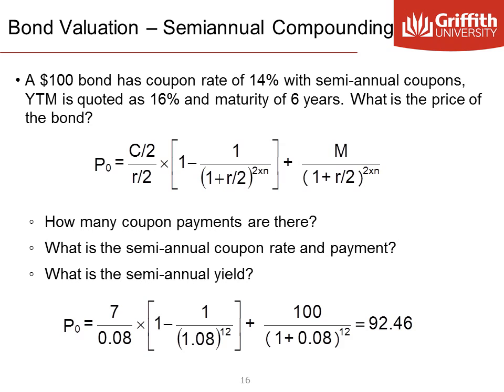And because the coupon rate is paid twice a year, the interest payment is $7. $7 is the semi-annual payment. 14% divided by 2 is 7%. 7% applied to 100 is $7. What is the semi-annual yield? It's 8%. 16% divided by 2 is 8%.